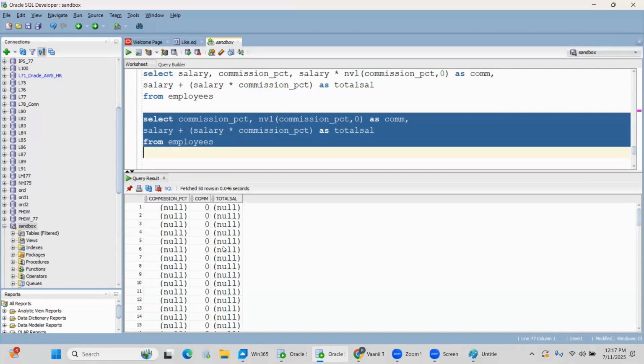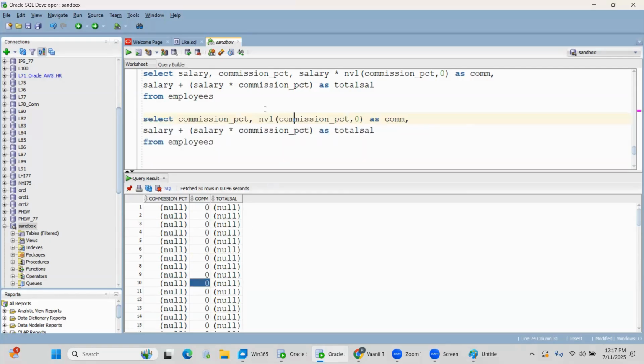Now you can see you are getting commission as 0 here, right? Here commission was null and you have substituted commission with 0 value, meaning if it is null, then substitute it with 0. Got it? So now you are getting 0 here. And if you are going to multiply salary into this NVL value, what will happen?